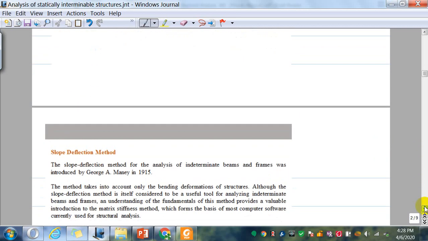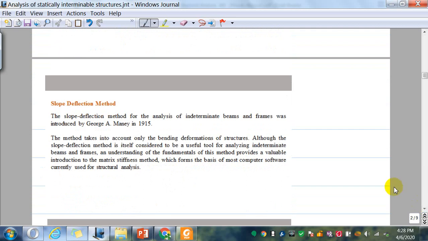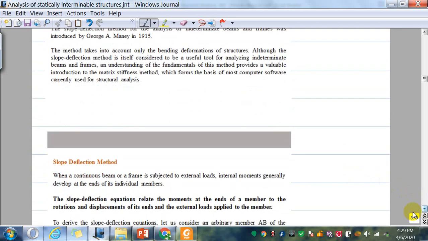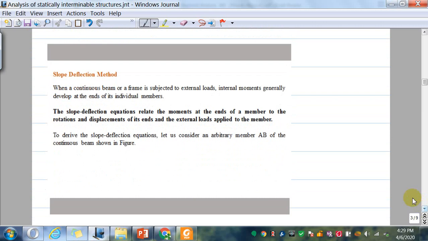The slope deflection method was first introduced in 1915 by George Maney. The method takes into account only the bending deformation of structures. Although the slope deflection method is itself considered to be a useful tool for analyzing indeterminate beams and frames, an understanding of the fundamentals of this method provides a valuable introduction to the stiffness matrix method. Based on the stiffness matrix method, we have several finite element software packages used in structural analysis.